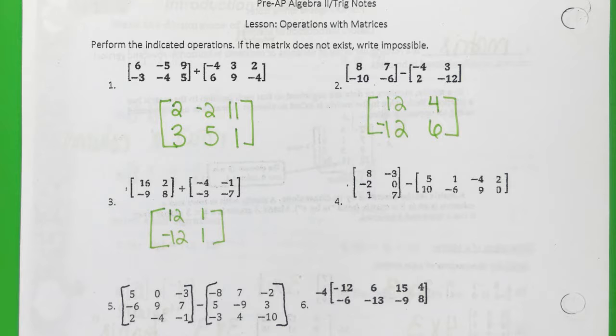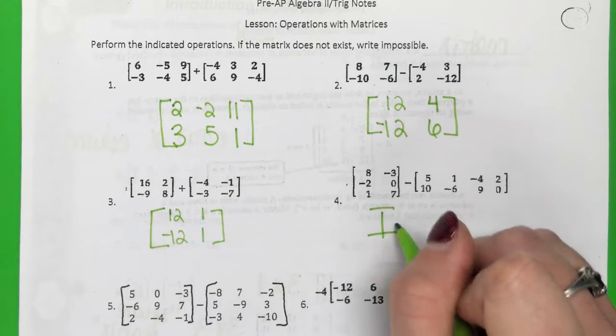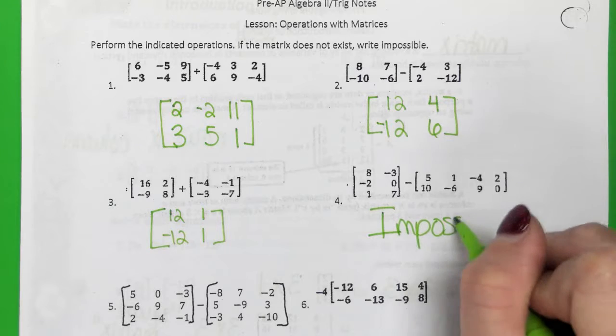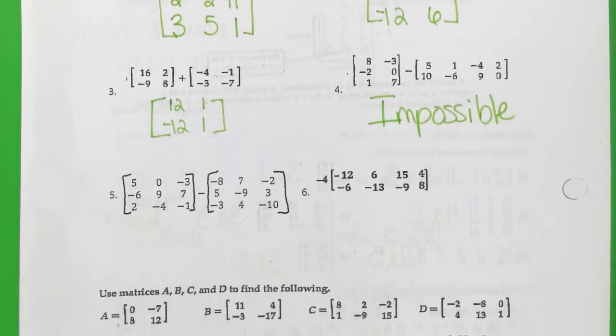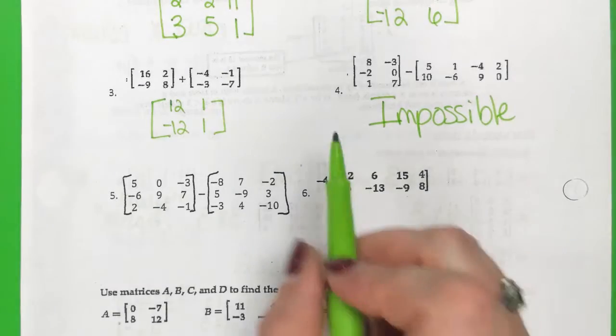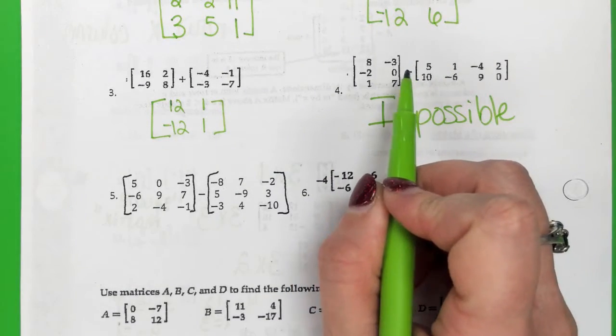All right, here we go. What about number 4? What do you notice is different about number 4 from 1, 2, and 3? Their dimensions are different. So read the directions to yourself real quick. What, Andrew? It's impossible. Very good. Because they do not have the same dimensions. There's nothing to match it up with. They're not the same, so you can't match them up.